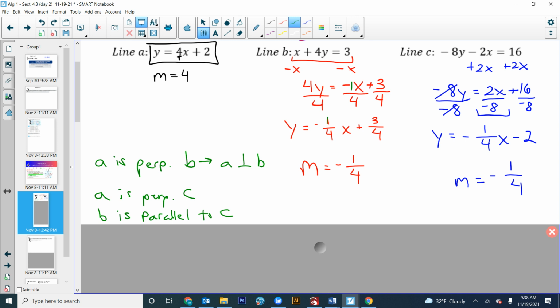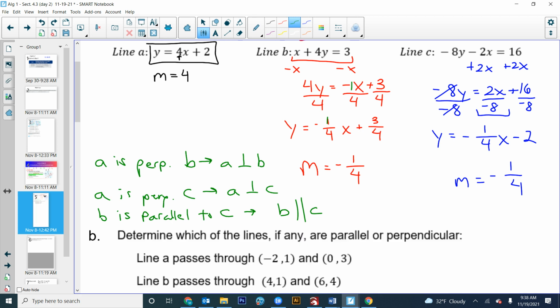If you want to learn something new and fancy, you don't have to worry about writing a long word, perpendicular. So we could also write A is perpendicular to C, and B is parallel to C. Have you seen the parallel symbol before? So you just have to compare the slopes.